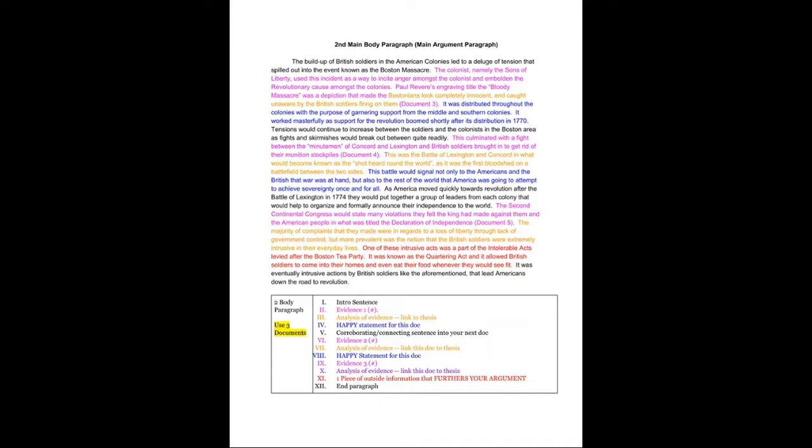The Second Continental Congress would state many violations they felt the king had made against them and the American people in what was titled the Declaration of Independence. That's my fifth document right there, document 5. A majority of complaints that they made were in regards to the loss of liberty through the lack of government control, but more prevalent was the notion that British soldiers were extremely intrusive in their everyday lives.